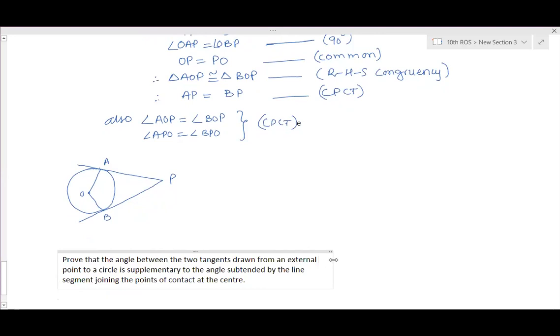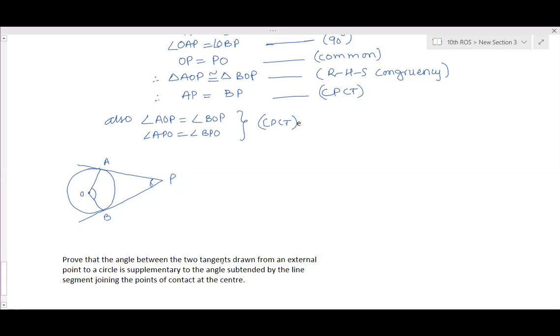Prove that the angle between the two tangents drawn from an external point to the circle is supplementary to the angle subtended by the line segment joining the point of contact at the center. That means the angle between two tangents, that is APB, is supplementary to the angle subtended by the line segments joining the points of contact. So OA and OB make angle AOB. Now these two angles are supplementary.